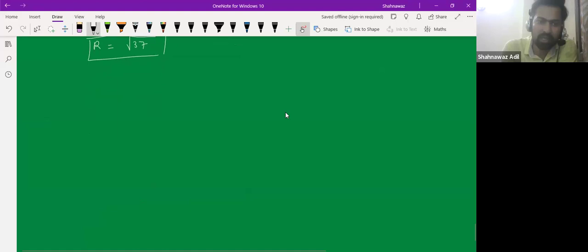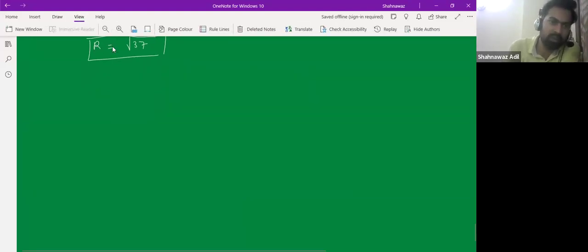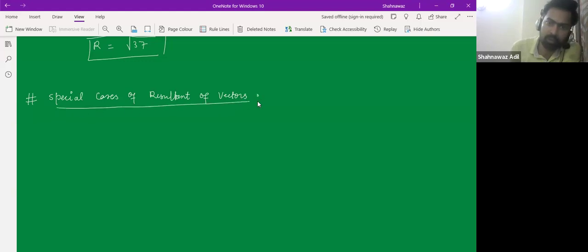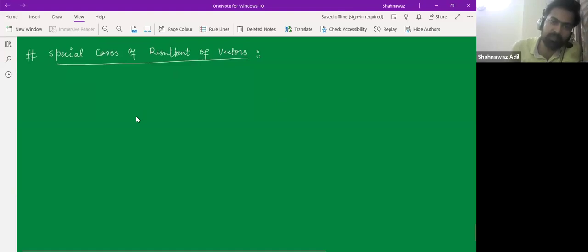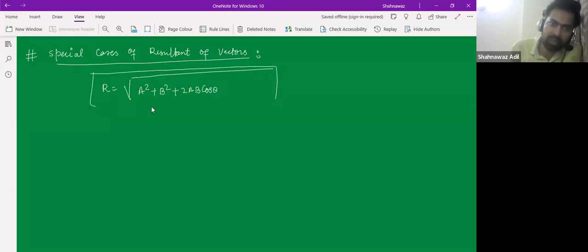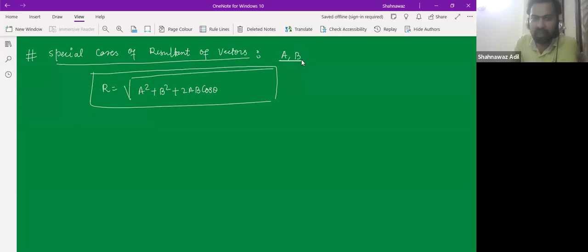Done. Okay, so now let us understand the important conditions of the resultant of vectors, the special cases of the resultant of vectors. So what are the three special cases? We know that magnitude is the square root of a square plus b square plus 2ab cos theta. Now what you want is to calculate, let's say I give you two magnitudes, a and b, right? So these two vectors are given, and I say that what would be the maximum, right?